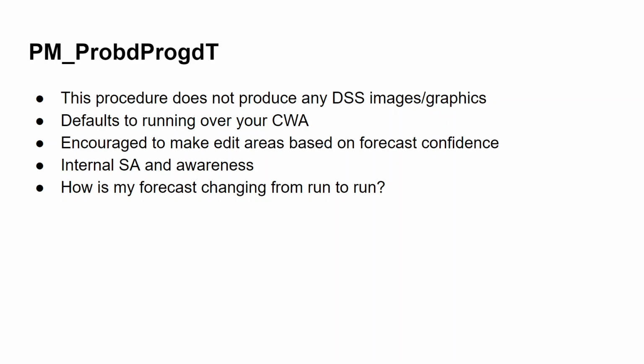It defaults to running over your CWA, but you're really encouraged to make edit areas based on where you have higher and lower confidence. So you want to run this over an area where you have higher confidence and then separately run it over where you have lower confidence to see how things change, and to see how the output is changing from run to run and how your spread is changing. And really what it comes down to is how is my forecast changing from run to run.